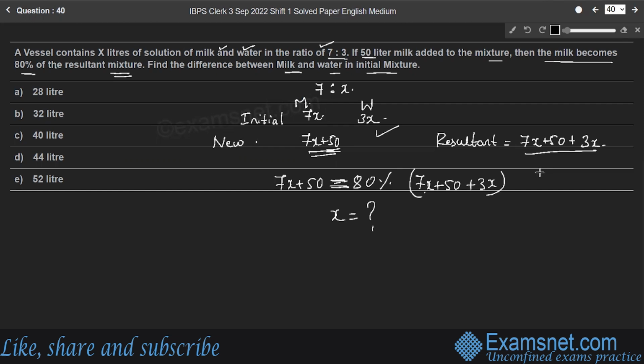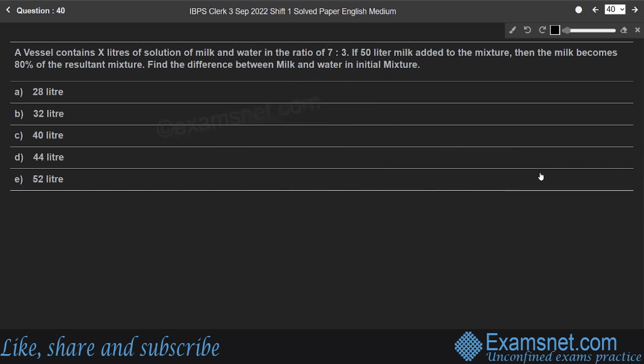Based on the value of x, we have to find the quantity of milk and water in the initial mixture. Milk and water quantity is 7x and 3x. What is 7x and what is 3x? That is milk and water, right? So finally, we have to find the difference between milk and water in initial mixture. So let us write step by step.